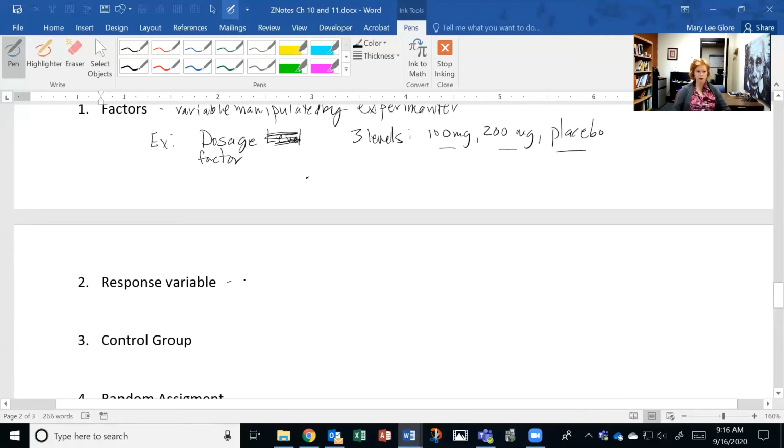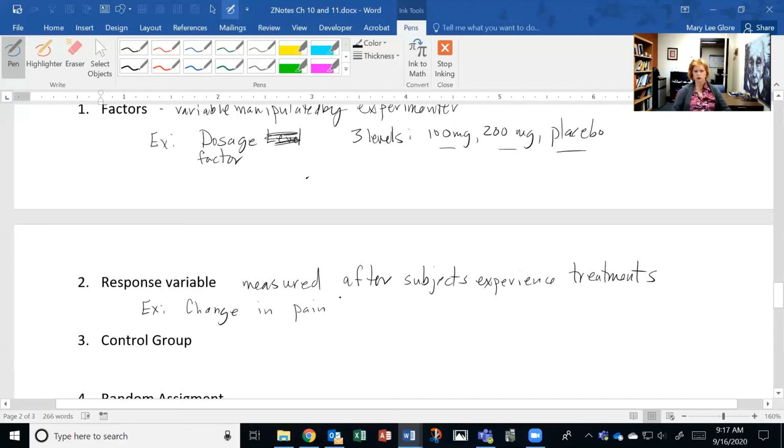Response variable. This is some measurement taken after the subjects experience the treatments. For an example here, I might have the change in pain level. So rate your pain 1 to 10, then you take this drug, and a few hours later, rate your pain 1 to 10 again, and we might say, how much did it increase or decrease?